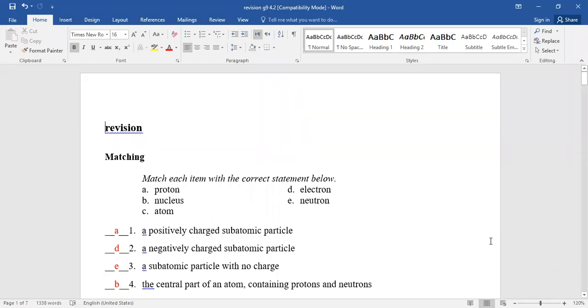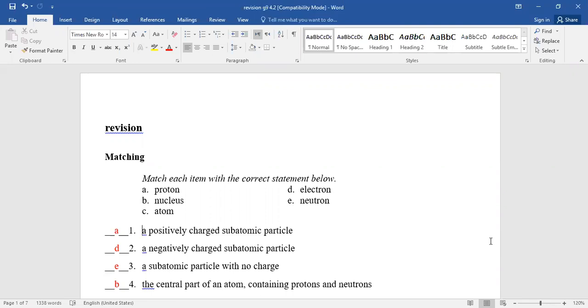Samir Awad, and today we are going to revise chapter 4, lesson 2, the nuclear structure of the atom. And let's start by matching here. In the matching, we have 5 words to match: proton, nucleus, atom, electron, and neutron. So let's start by 1.